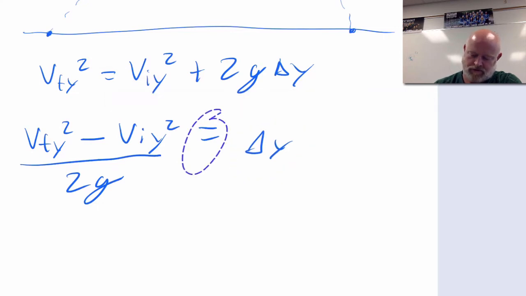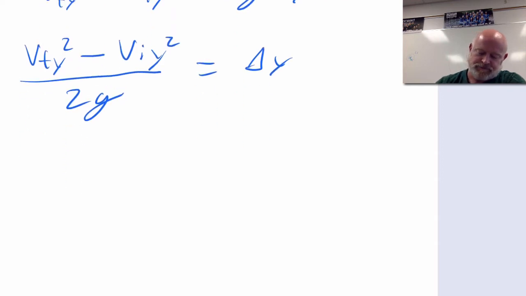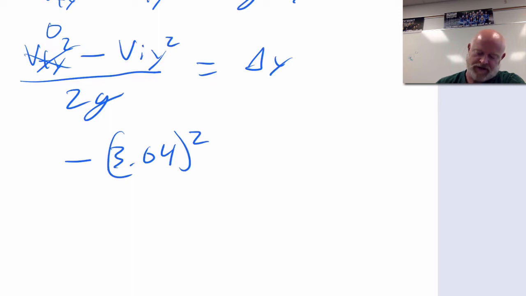my velocity final squared minus my velocity initial squared, over 2g, equals my delta y. Now, velocity y final, well, that's 0. So I end up getting a negative, and velocity initial is 3.64 squared. Make sure that you keep the negative outside. So this is outside of those parentheses because it's not a negative 3.64. It is minus 3.64 squared. That's a problem we sometimes see happening.